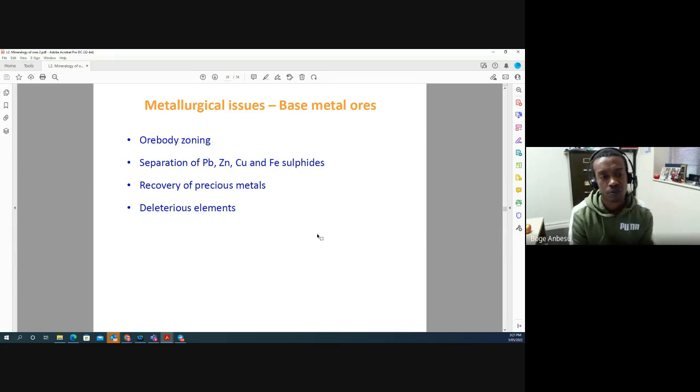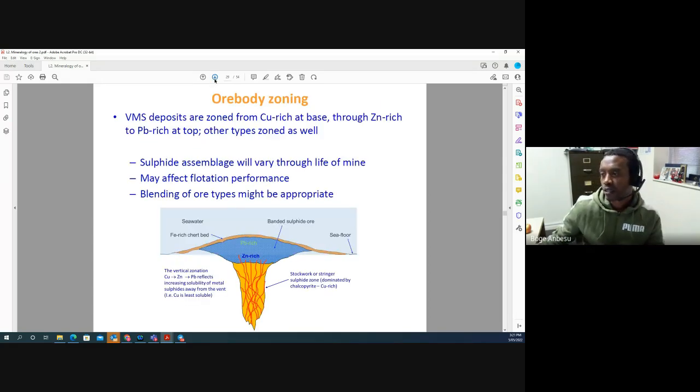So what are the common issues in processing for base metals? The zoning of the ore body is one challenge. And as I say, you have a number of sulfides together, so separating them from one another is very challenging. And in some places you have precious metals in it as well. Separating the precious metal out from the rest is also challenging. And in some places you have toxic elements as well, and therefore that also presents a challenge. I think I have some of these examples in the next slide, so I'll quickly go through these ones.